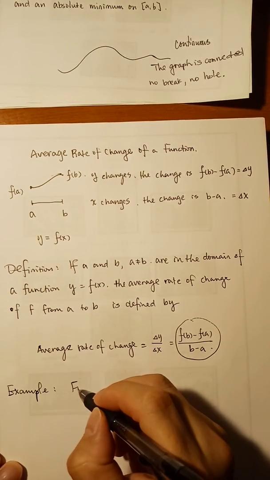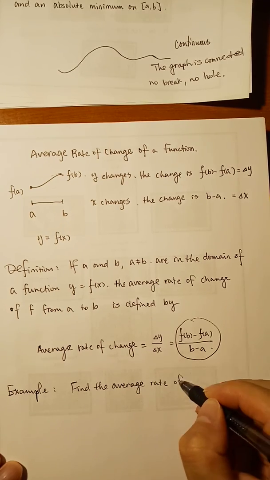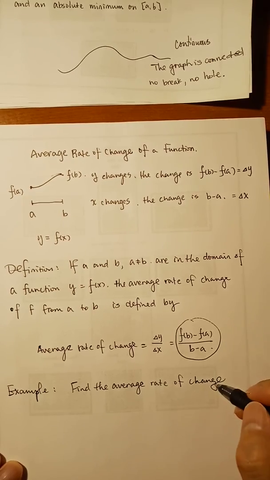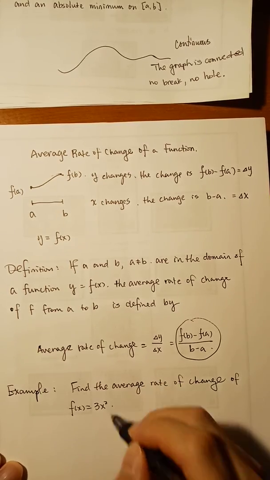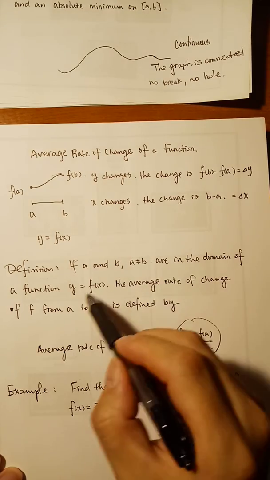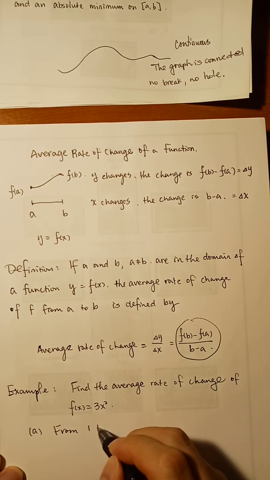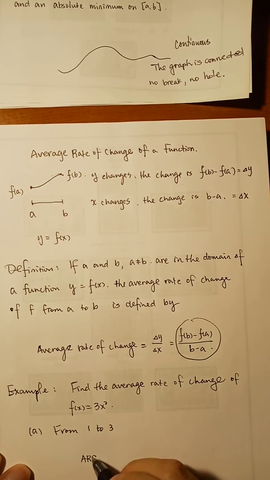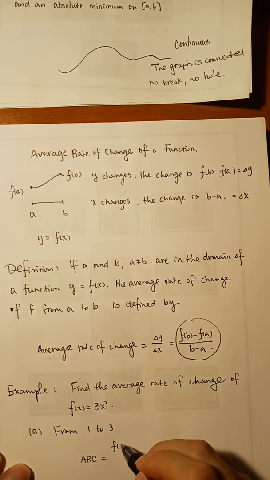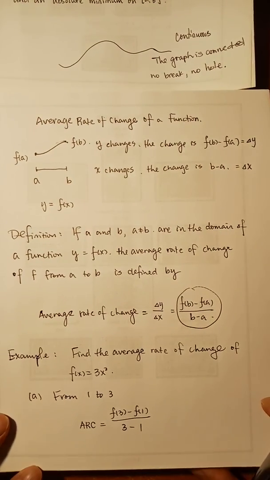What is the example? Find the average rate of change of the function f(x) equal to 3x squared. So you have the function. You also need a and b. First, from 1 to 3. A is 1, b is 3. In this case, the average rate of change is equal to f(3) minus f(1) over 3 minus 1. f(b) minus f(a) over b minus a.